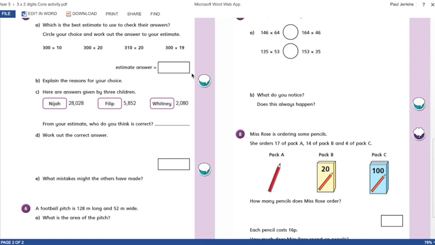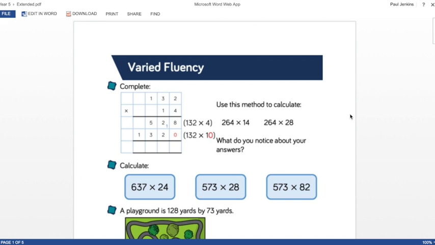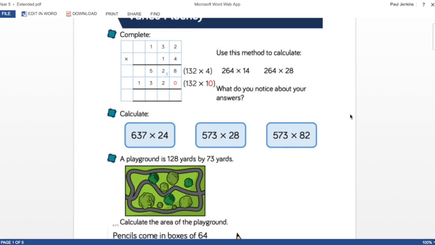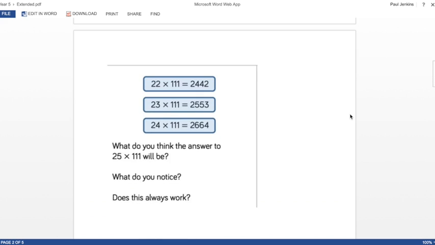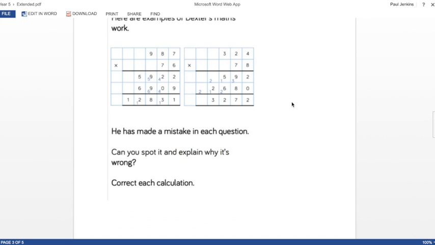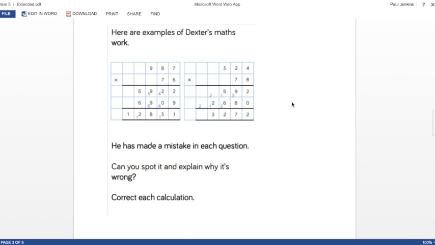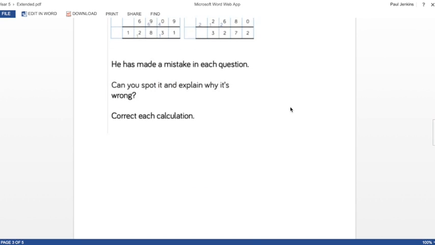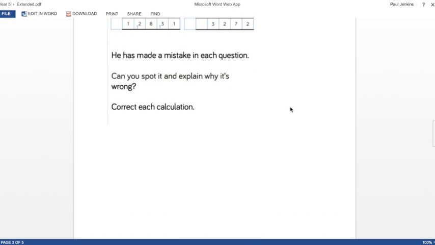Now, if you are finding this level a good level for you, that's fantastic. But if you'd like to give yourself an extra challenge, as always, I have a variety of questions in the folder. There is some varied fluency for you to have a look at. There are some reasoning questions here, and these reasoning questions always have questions for you to answer in terms of understanding why this happens or why that doesn't happen. It's a very different type of question, but equally very important. There's another reasoning question there for you to have a look at, see if you can spot the mistake. And then below here, you will find the answers.